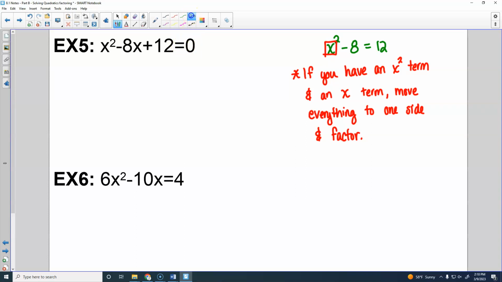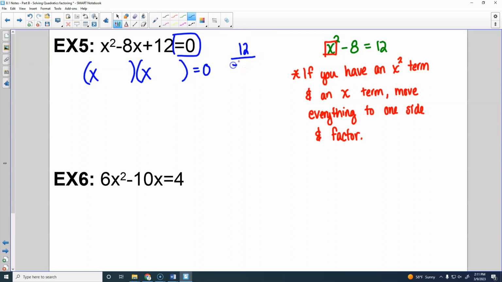So in this case, everything is already moved to this side. I've got equal 0. That's the key. You want to have equal 0. If it doesn't equal 0, you've got to move stuff, right? So once I've got x squared minus 8x plus 12, I'm going to factor this, which we have done a lot of already, right? So to factor x squared minus 8x plus 12, we would have an x here and an x here. To get a positive 12, what could I multiply together?